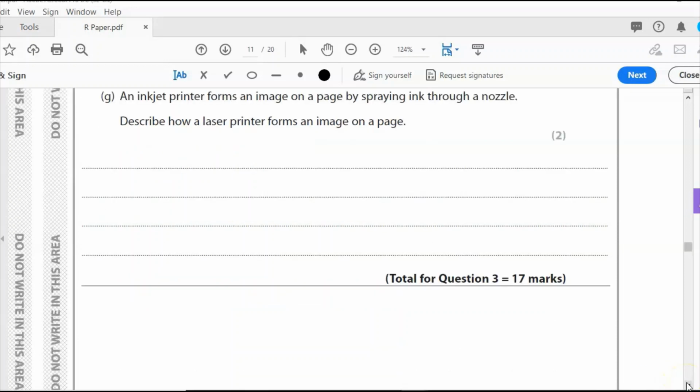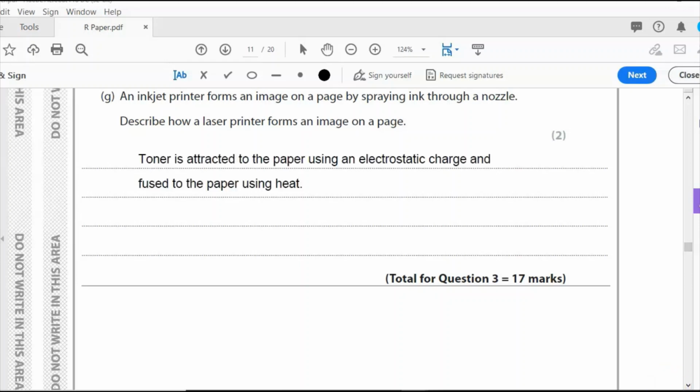G. An inkjet printer forms an image on a page by spraying ink through a nozzle. Describe how a laser printer forms an image on a page. So how it works is toner is attracted to the paper using electrostatic charge and fused to the paper using heat, and that is how an image is formed on the page. And that completes question 3, the 17 marks.